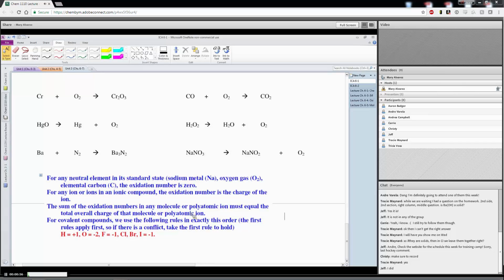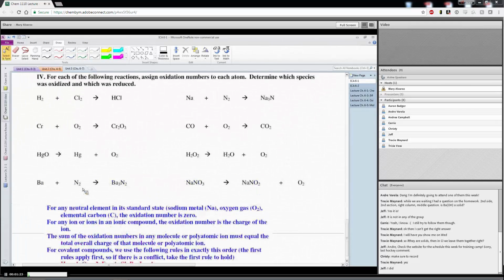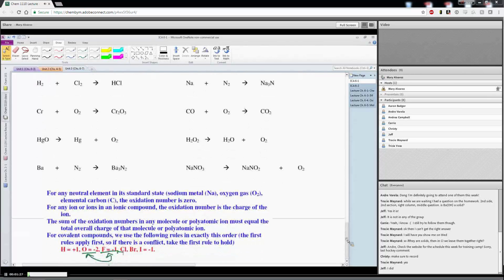And then finally, for covalent compounds, we're going to go in this order. Oh, goodness, I went opposite. This should be fluorine is -1 and then oxygen is -2. Should swap those. That's not going to affect you guys on the test because I don't think I ask you one with oxygen and fluorine, but let's see, where's my little guy? There it is. So these two should be swapped. I apologize.